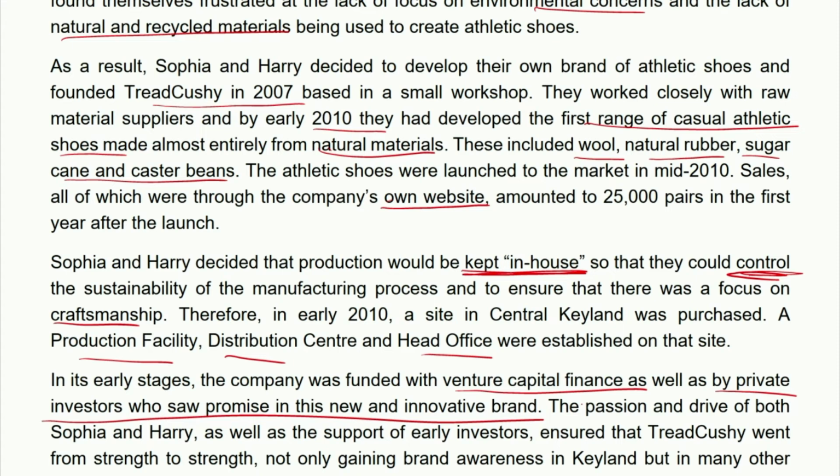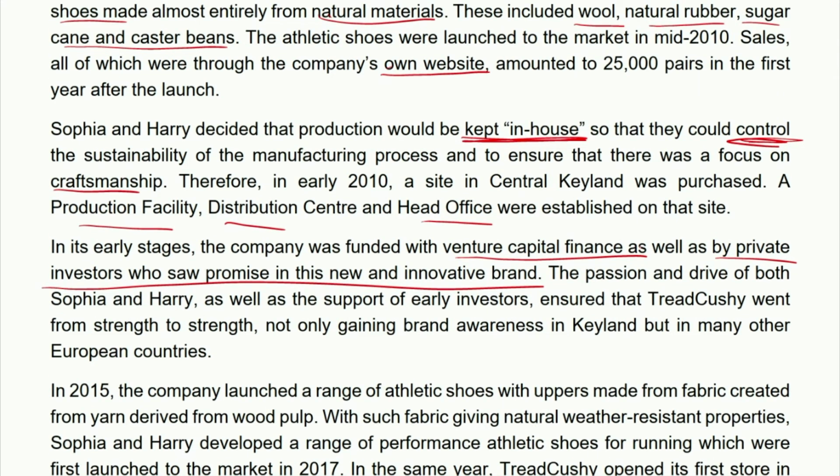The passion and drive of both Sophia and Harry, as well as the support of early investors, ensured that Treadcushy went from strength to strength, not only gaining brand awareness in Keyland, but in many other European countries. So its name has grown beyond its own domestic borders. So we're also beyond Keyland. And as soon as I see that, I'm thinking, well, presumably that means then we're selling overseas, even though we may still only have this one manufacturing site, which makes me think about foreign exchange. So we may well have revenues in overseas currency, but costs domestically, we may be suffering from foreign exchange risk here.